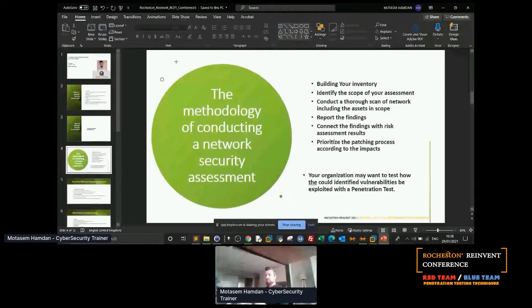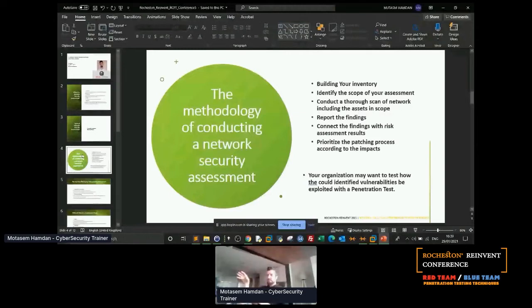The third aspect is conducting a thorough scan of the network, including assets in scope. So here I start my work. Let's say my client is interested only in testing the DMZ network. So in my scope, I am allowed only to test the web servers, right? The servers that are exposed to the internet. So I conduct a thorough scan using specialized programs agreed upon with the client and allowed locally in the jurisdiction I am in, to start my scanning of the identified targets in the scope.